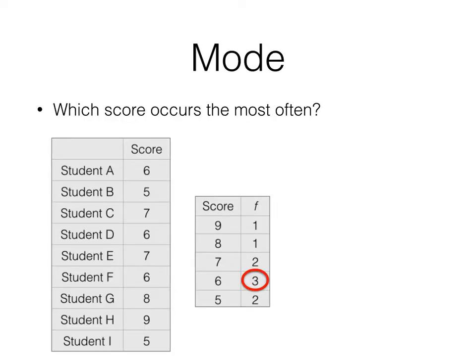When we're talking about the mode, it's very simple. We're asking which score occurs the most often. Which observation is the most common? That's the mode. And in this case, 6 is the score that is earned the most. So the mode is simply 6.